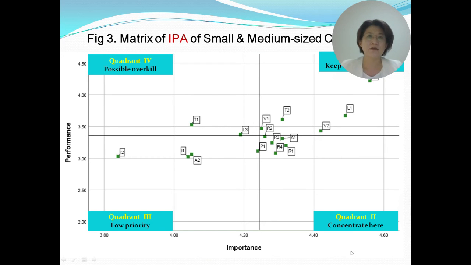Next figure is a matrix of IPA of small and medium-sized cities. Of importance, the distribution of the average score is from the lowest 3.84 to the highest 4.56, and the overall average is 4.3. The distribution of the average performance score was from the lowest 3.02 to the highest 4.22. The overall average was 3.36.